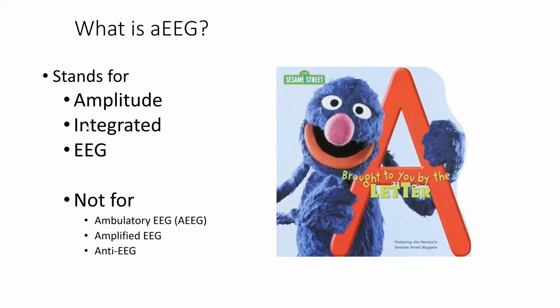First off, aEEG stands for amplitude integrated EEG. We use a small a before the EEG to indicate amplitude integrated. We don't use a capital A because capital A actually means ambulatory EEG, and that was already taken in the literature when this came around. So we use the small a to designate the amplitude integrated part.